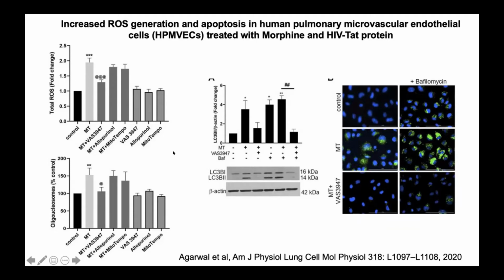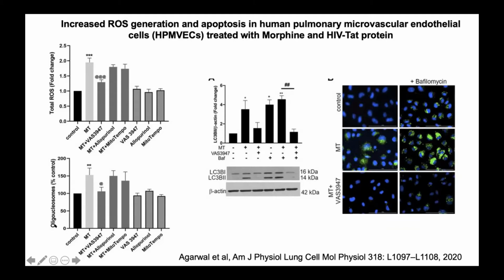And we were also trying to figure out what kind of ROS generation this is. Is it mitochondrial ROS generation, or is it NOX related oxidative injury, or peroxisomal associated oxidative injury? What we found out was that these cells have NOX related oxidative stress injury, and that's why when we treated with VAS3947, which is a NOX inhibitor, there was a decrease in ROS generation.